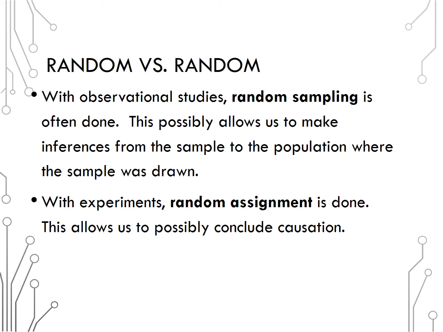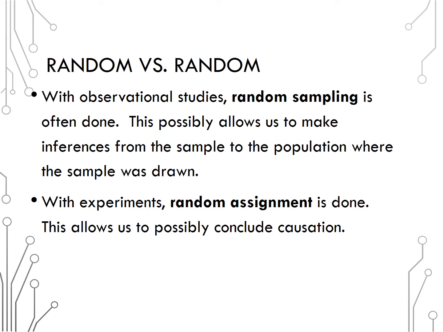Finally, let's make sure we understand the difference between random sampling and random assignment. With observational studies, random sampling is often done. This should allow us to make inferences from the sample to the population where the sample was drawn, or allow us to generalize the results from our sample. With experiments, random assignment should be done. This allows us to possibly conclude causation. Random sampling is how we gather people to be in our sample. Random assignment is how we create groups.